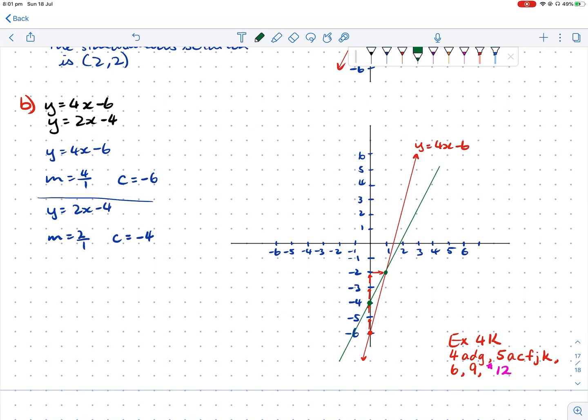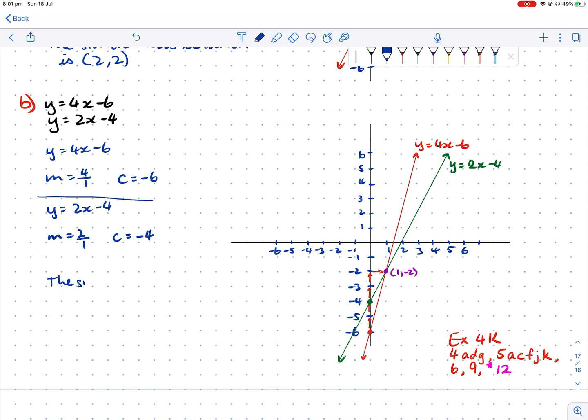So 2 units up, 1 unit across. We're going to end up there. That's y = 2x - 4, and clearly that's exactly where the two graphs intersect. And that value there is (1, -2). So we can see that that's going to be the point where they're both equal at the same time. So then the simultaneous solution is (1, -2).